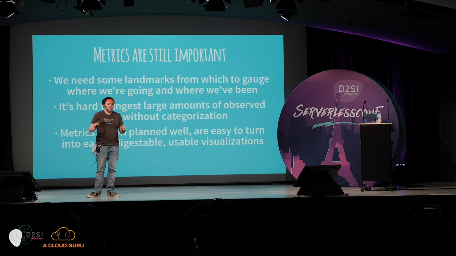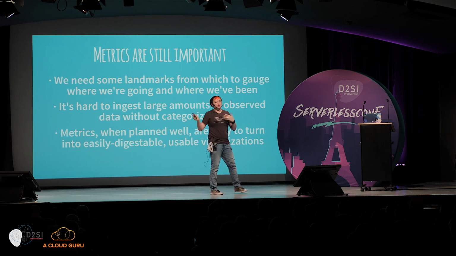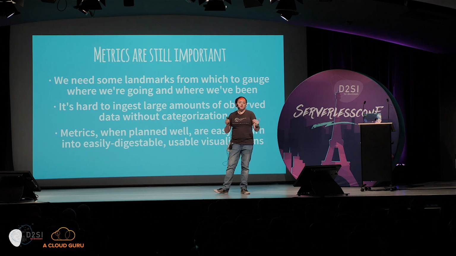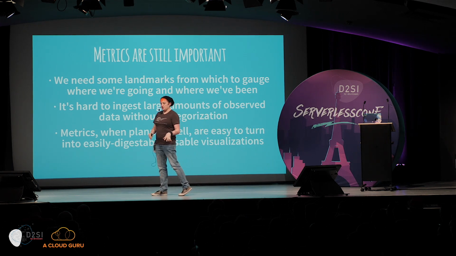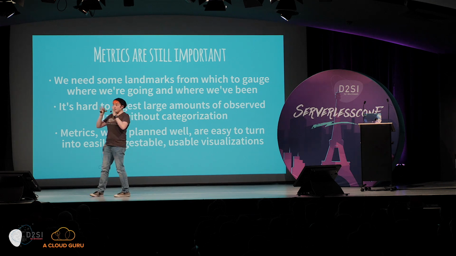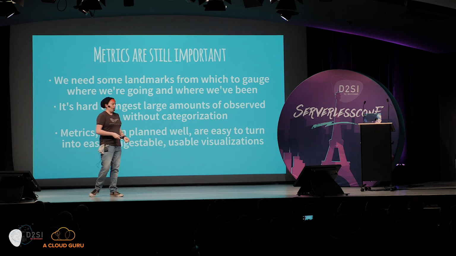It's hard to ingest the sheer volume of data that observability gives you without some sort of categorization. And metrics definitely still help with that categorization and help with that primary, okay, what does all this data that I'm staring at actually mean to me?